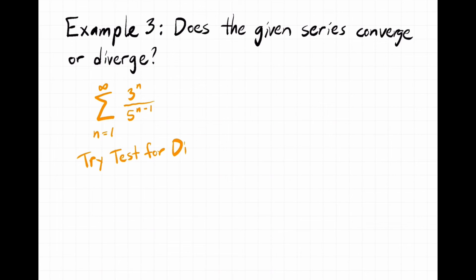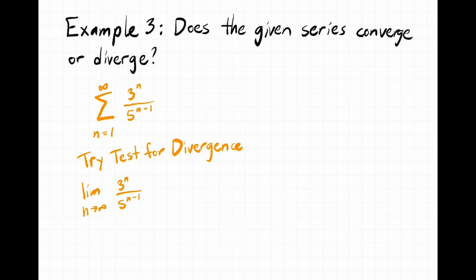You can see why it's called the test for divergence, because it can identify some series that diverge, but it will never tell you that a series converges, and it won't even identify all series that diverge. Let's take the limit as n goes to infinity of 3 to the n over 5 to the n minus 1.